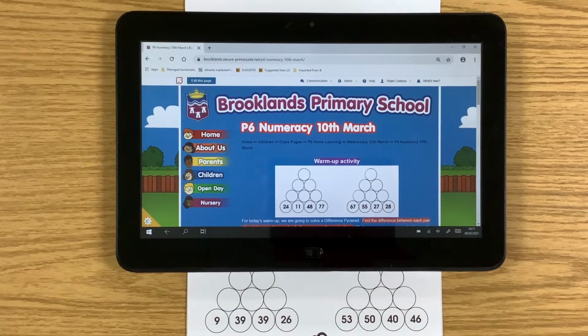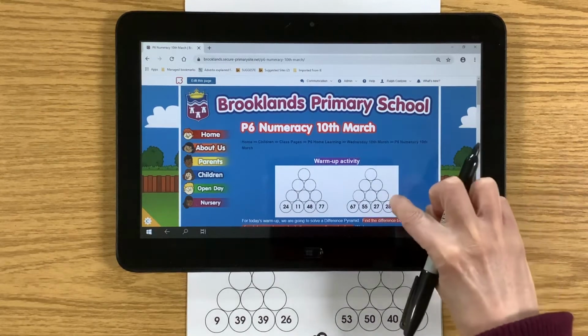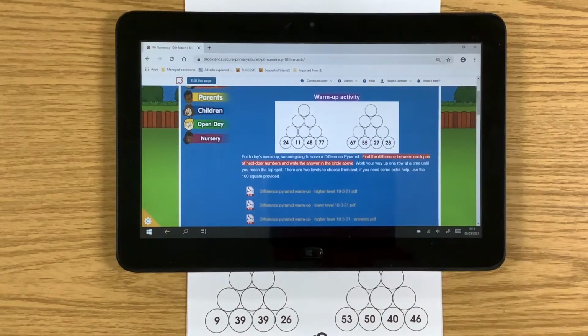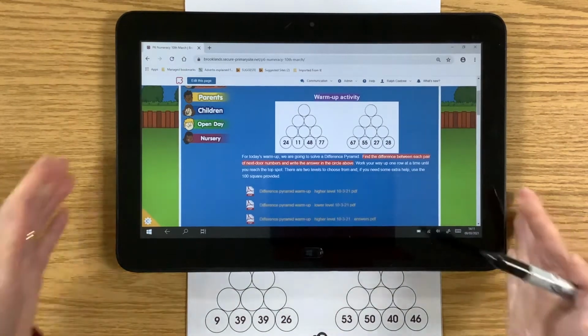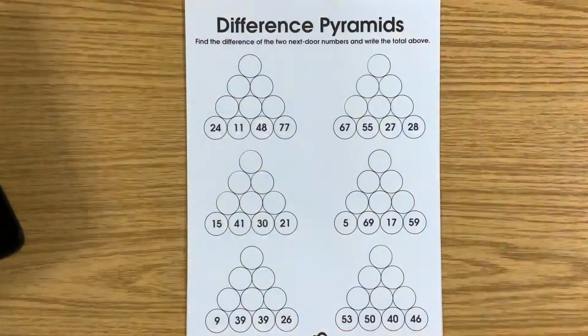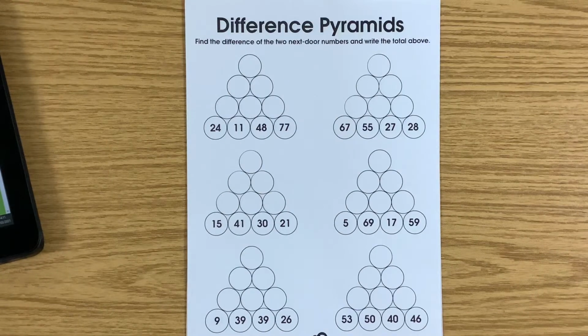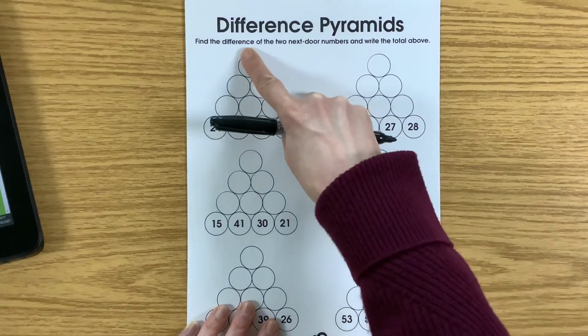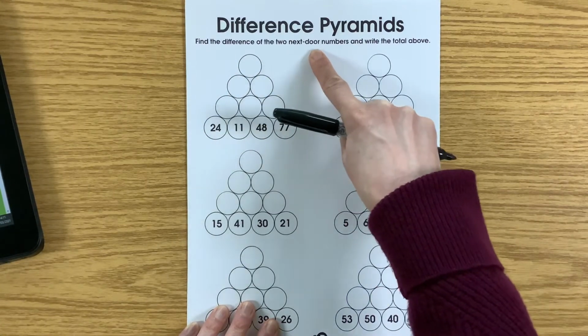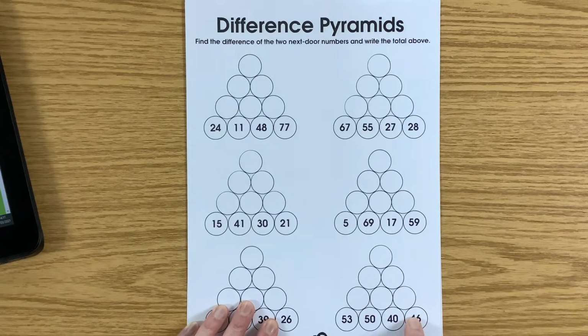Now to begin with today, our warm-up activity features our difference pyramids. Let's take a moment to think about how we complete those. You have your difference pyramid, there are two levels to choose from. What we have to do is, as it says at the top of the page, find the difference between the two next door numbers and write the total above.